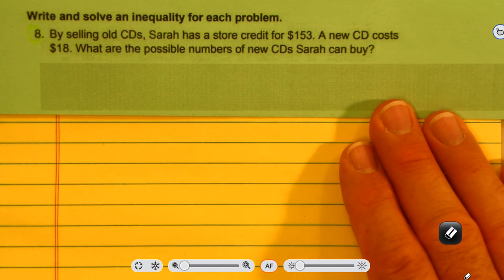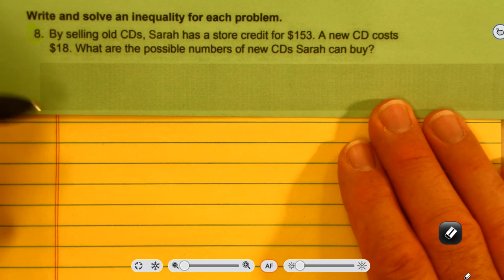All right, so number 8 says to write and solve an inequality for each problem. So we're going to start out with problem number 8, and it says that by selling old CDs, everybody here know what a CD is? That's getting to be kind of a dated term. Compact disc. Sarah has a store credit for $153. A new CD costs $18. What are the possible numbers of new CDs Sarah can buy?